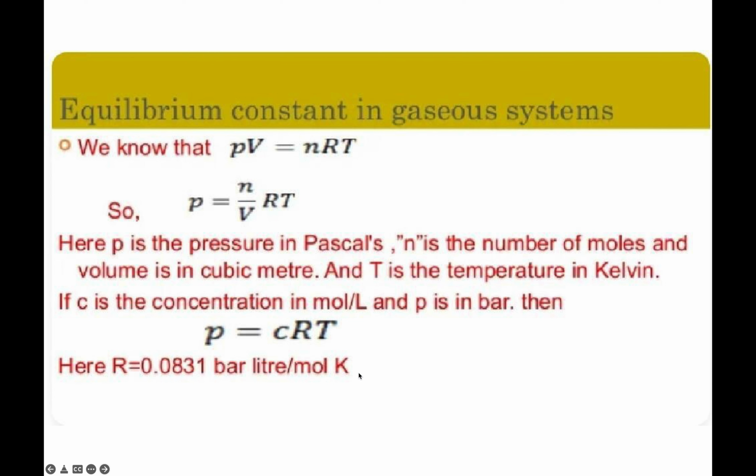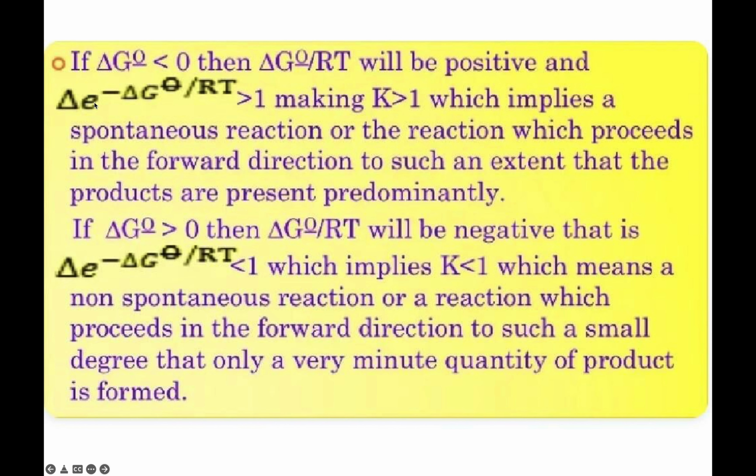bar liter per mole K. Now here you can see 3 cases. If delta G0 is less than 0, then delta G0 by RT will be positive, and e raised to minus delta G0 by RT is greater than 1, which makes K greater than 1. This denotes a spontaneous reaction, or a reaction which proceeds in the forward direction to such an extent that the products are present predominantly.